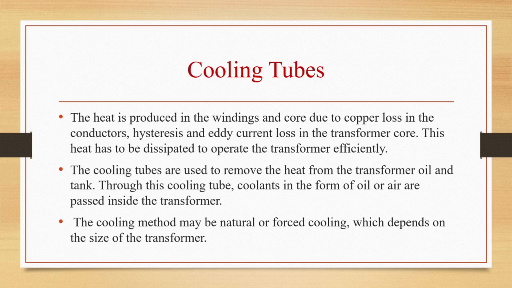Cooling tubes. The heat is produced in the windings and core due to copper loss in the conductors, hysteresis and eddy current loss in the transformer core, and this heat has to be dissipated to operate the transformer more efficiently. Cooling tubes are used to remove the heat from the transformer oil and tank. Through this cooling tube, coolants in the form of oil or air will be passed inside the transformer. Cooling method may be natural or forced cooling, which depends on the size of the transformer.